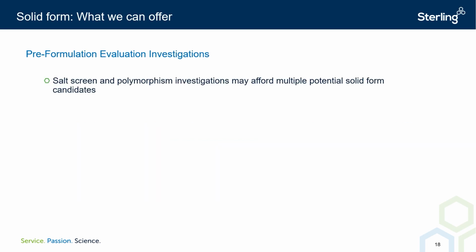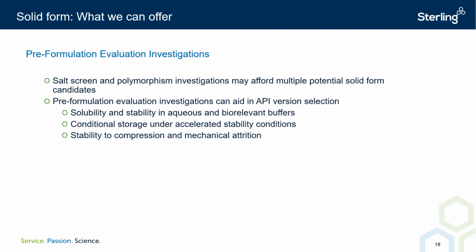The salt screen, where appropriate, and a polymorphism investigation may afford a number of potential solid form candidates. In order to aid suitable solid form selection, we can consider a number of assessments that fall under the umbrella of pre-formulation evaluation. Solubility and stability determination of the API version candidates in biorelevant and aqueous buffers can identify the API version with the most appropriate aqueous solubility, if a target requirement, and identify any instances of solid form or chemical instability under the given conditions, both of which are inappropriate for solid form development.